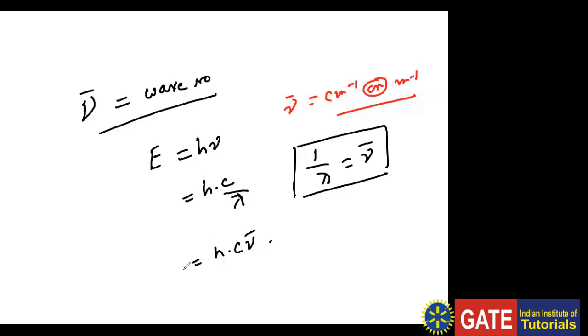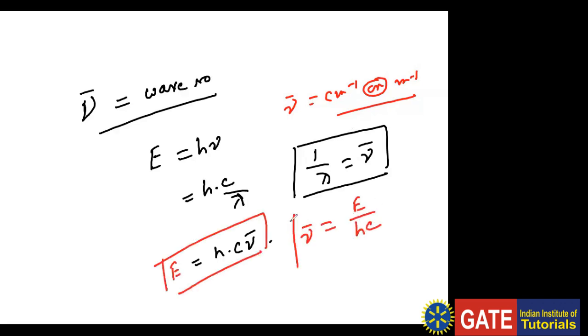ν bar is in centimeter inverse or meter inverse. Everyone knows E is equal to hc by lambda, is it not? ν bar is equal to E by hc. So remember the formula, ν bar is equal to 1 by lambda. Wave number is equal to 1 by wavelength. What is c? c is the speed of light. What is the speed of light?